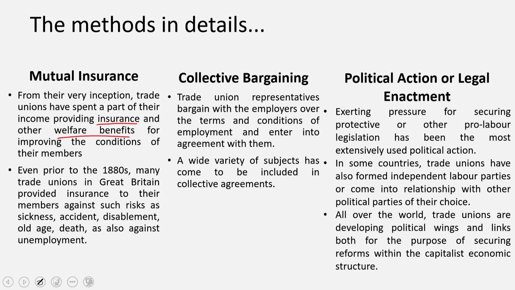So it has been quite interesting to note that trade unions not only look into the working conditions, they also throw light on the welfare benefits. They are also concerned with welfare benefits like having an insurance, giving some assurance to their work. And even if they are facing some concerns, or in future they may have to face some untoward incident, there is somebody to have a cushion. There is somebody to lend a certain support. And this is what mutual insurance is all about.